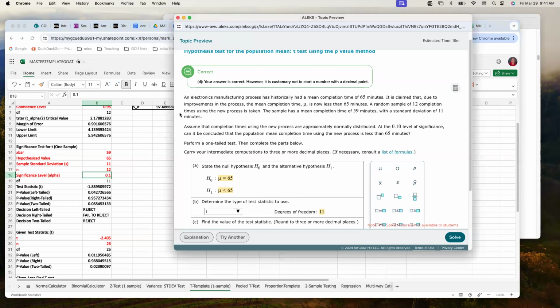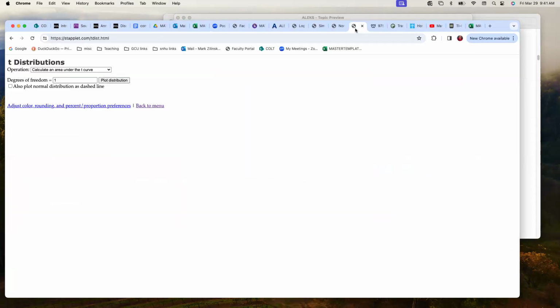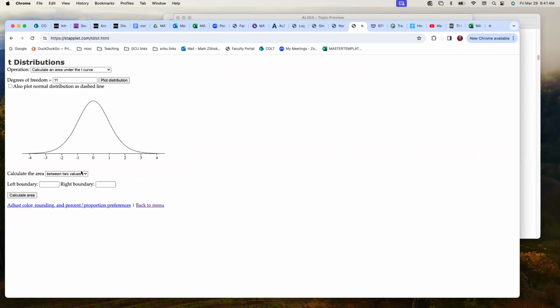So anyway, all right, I want to go back to my t-distribution here. So I want 11 degrees of freedom. And I want the area to the left of a value, and I think that was negative 1.890. Okay, put the labels on the plot. So there's your p-value there. And so that's what you get.